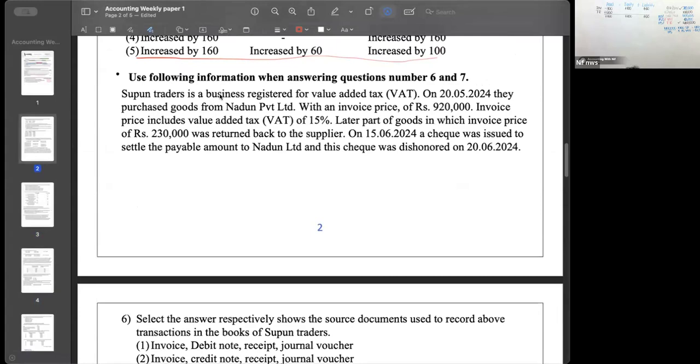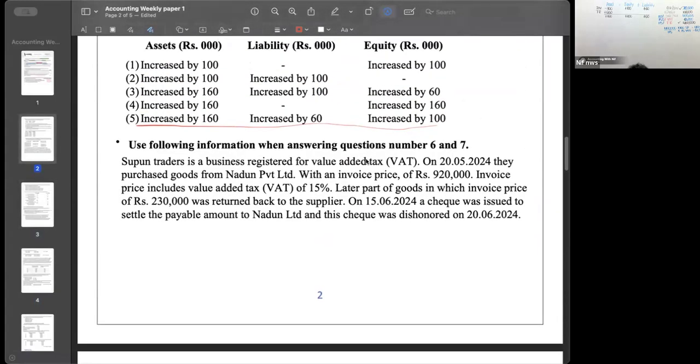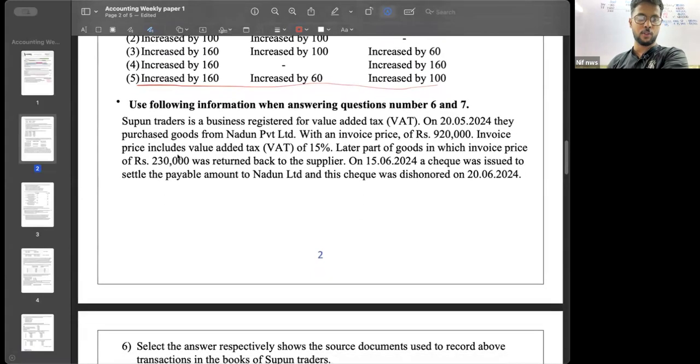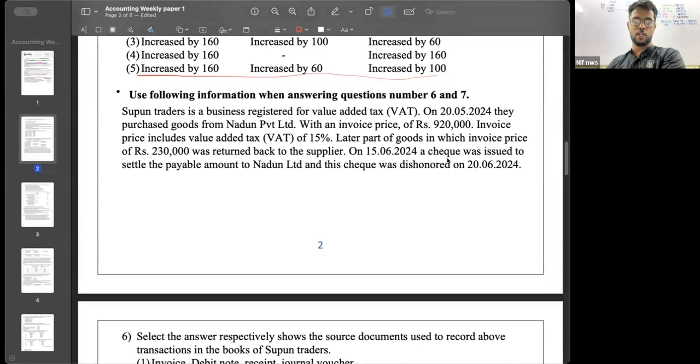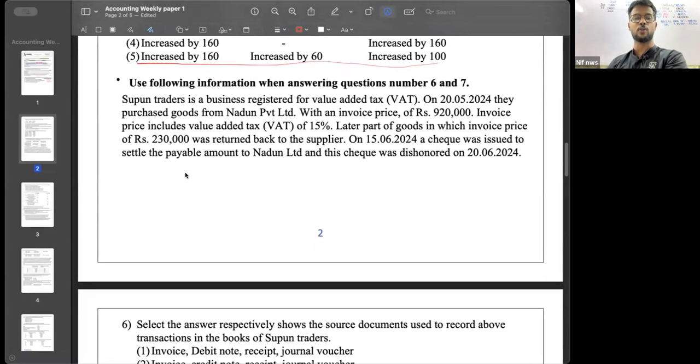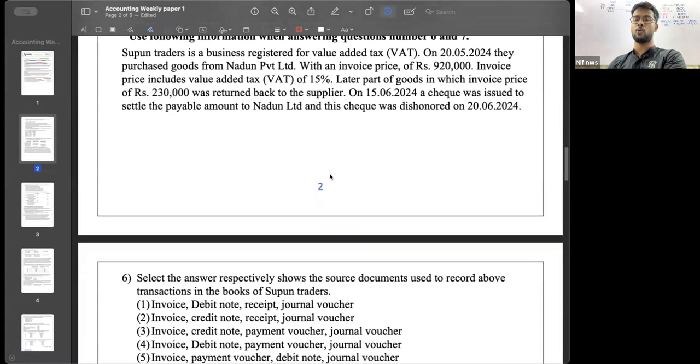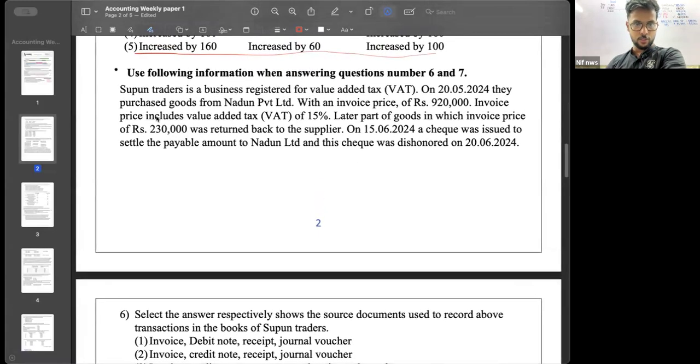Supun Traders is a business registered for value added tax (VAT) on 20th 5 2024. Supun is purchasing goods from Nadun Private Limited with an invoice price of 920. Invoice price includes value-added tax of 15%. Later part of goods in which invoice price of 230,000 was returned back to the supplier. On 15/6/2024, a check was issued to settle the payable amount to Nadun Limited, and this check was dishonored on 20/6/2024. So how many transactions are there?